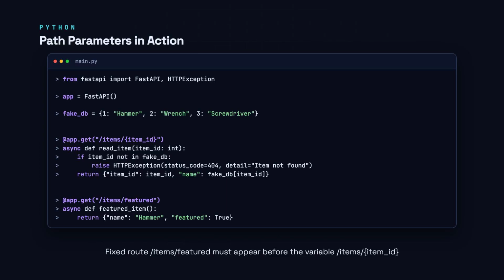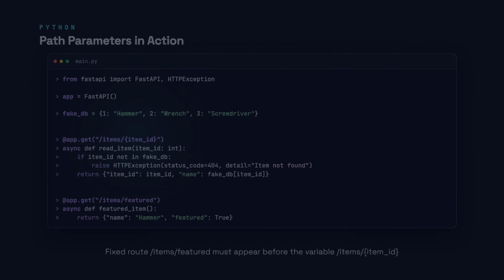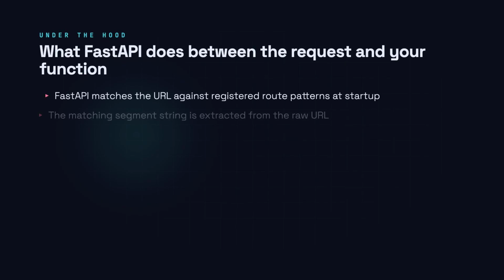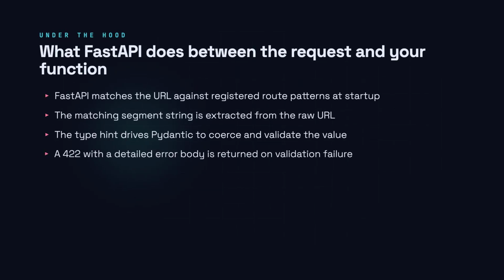Notice the second route /items/featured is defined after the first in this file. That is intentional only to show the point visually. But in real code, you must place fixed paths like this one before the variable route. Otherwise, the literal word featured would be captured as the item_id value, and your fixed route would never be reached.